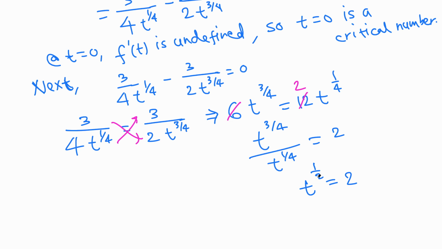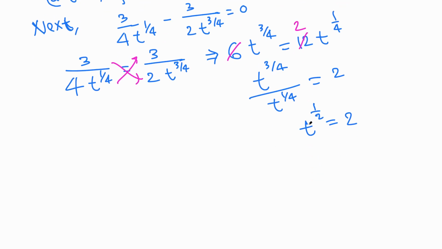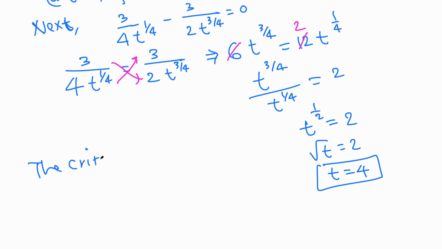So this is the square root of t, by the way. t raised to 1/2 means the square root of t. You can think like this. Now square both sides, and you get t equals 4. And by the way, t equals 4 is in the domain. So the critical numbers, or critical points, are 0 and 4. Final. We found 0 earlier.